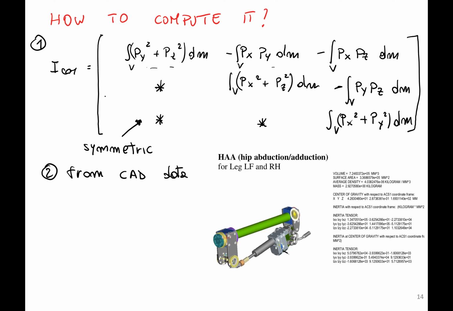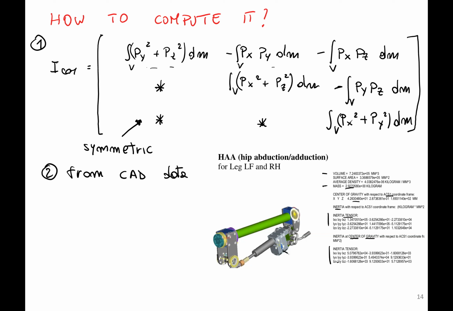And you see here from the CAD, you get out the volume, you get out mass. This is almost 3 kilograms. You get the center of gravity with respect to the link frame. You can get the inertia tensor with respect to the link frame, or the inertia tensor again with respect to the center of gravity. So we get these numbers out.